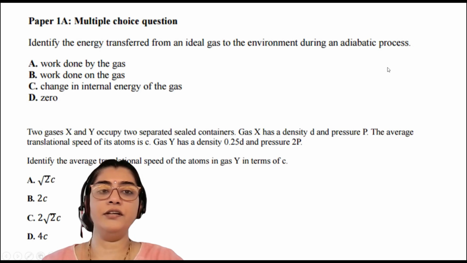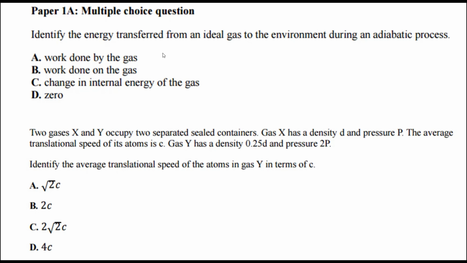Looking at the question here, you can have a look. We'll start first with the paper 1 questions. Okay, concentrating on paper 1, the first question. Identify the energy transferred from an ideal gas to the environment during an adiabatic process. Now, what is an adiabatic process? An adiabatic process is where the system is isolated, there is no energy transfer.